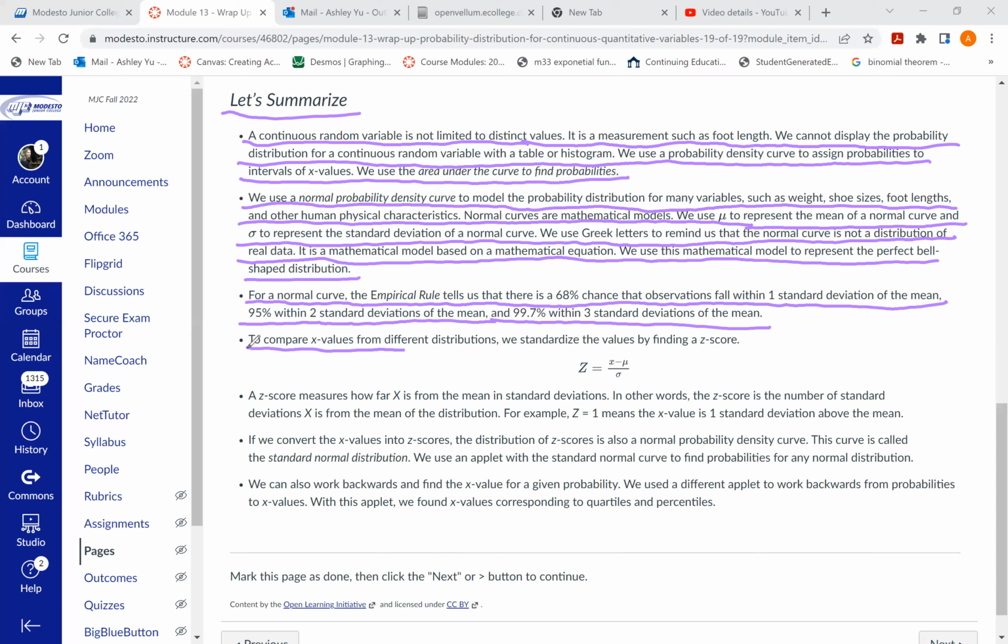To compare x values from different distributions, we standardize the values by finding a z-score. And this is how we found the z-score, the little formula: your value that you're given, x minus mu, which is the mean, over standard deviation, which is sigma.